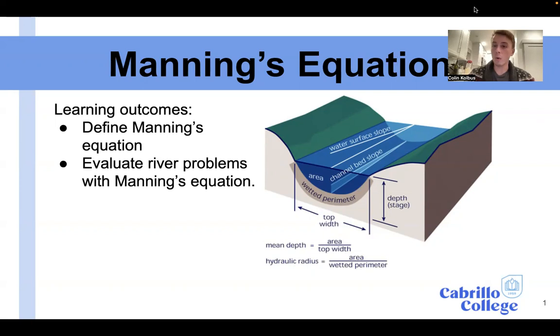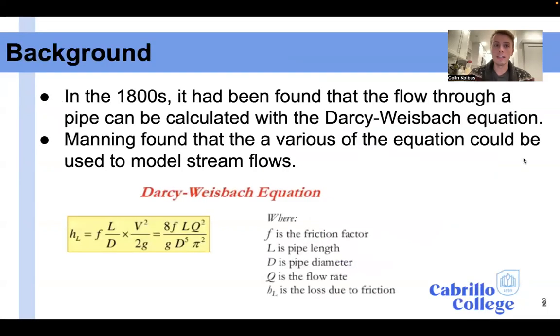It is really old. It was discovered in the late 1800s, but some background on how it was discovered: in the early 1800s, there was a lot of work looking at the flow of water through pipes because they were setting up lots of drinking water infrastructure. People were very interested in the flow of water through man-made pipe systems.